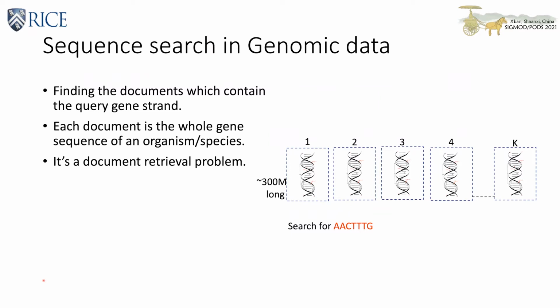We define this problem as follows. We have K whole genome sequences, each one for an organism or a species. These gene sequences are very long, as they are typically 300 million in length. We are given a query gene string, and the goal is to find a document which contains this query string. We pose this problem as a document retrieval problem.